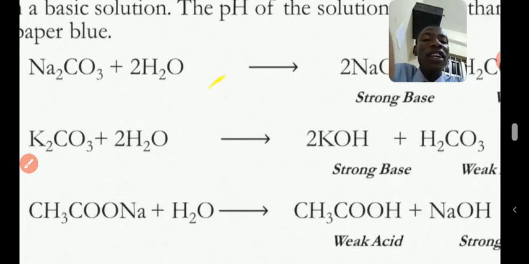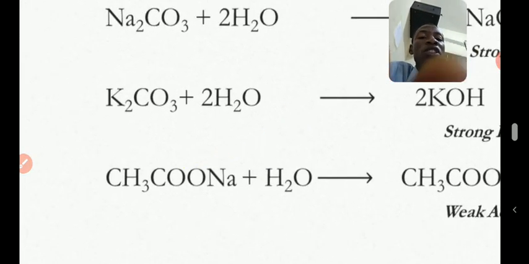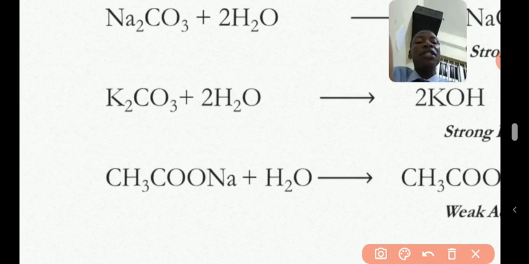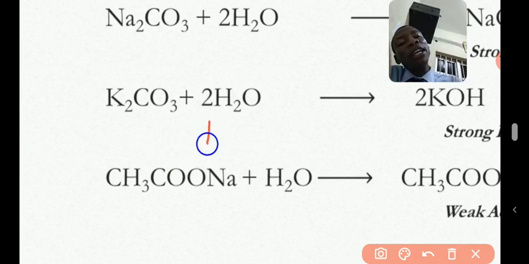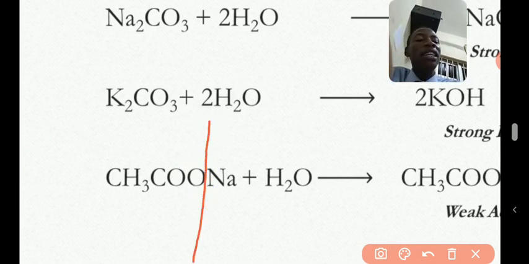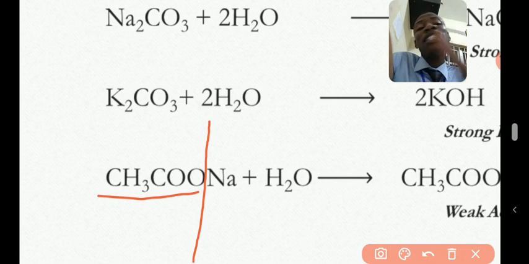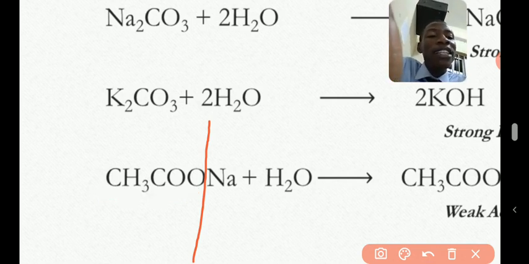In fact, this one is very interesting. The name of this salt is sodium ethanoate. We met it last class. Now you break it between the metal and the anion. Actually, this is the anion. This is acetate ion or ethanoate ion. Remember that all acetate salts are soluble. Don't forget that.